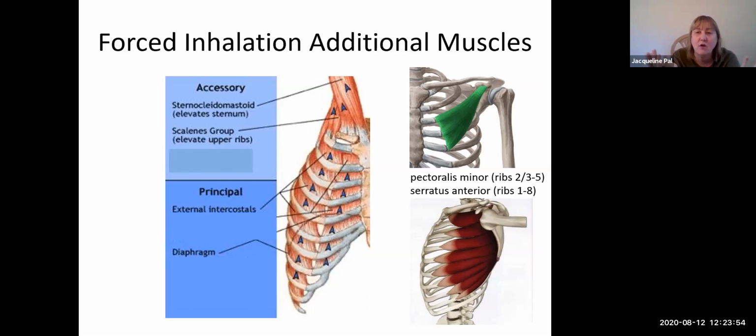Or we could have a normal inhalation, which I want all of you to do, but then I want you to pretend you're blowing out candles on the other side. So blow, blow, blow, blow. Don't stop. Don't hold any air back. Blow, blow, blow, blow, blow.